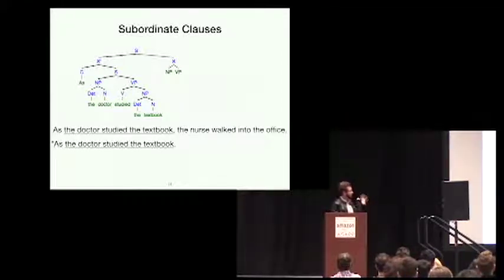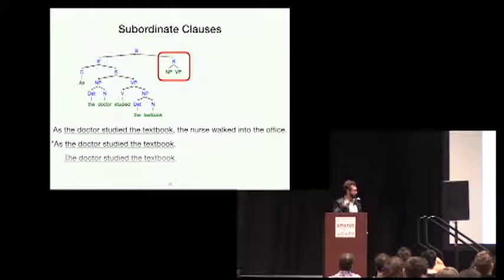So this behavioral pattern is encoded in terms of a tree. In terms of something like this, you have an embedded sentence, the doctor studied the textbook. That's all part of this S prime thing. The cue for the onset of that is the complementizer "as," and that means you have to have some following sentence. So basically, if you have a subordinate clause, you have to have a following clause. That is one of the behavioral consequences of what it means to be a subordinate clause. There's a requirement of there being a second clause.